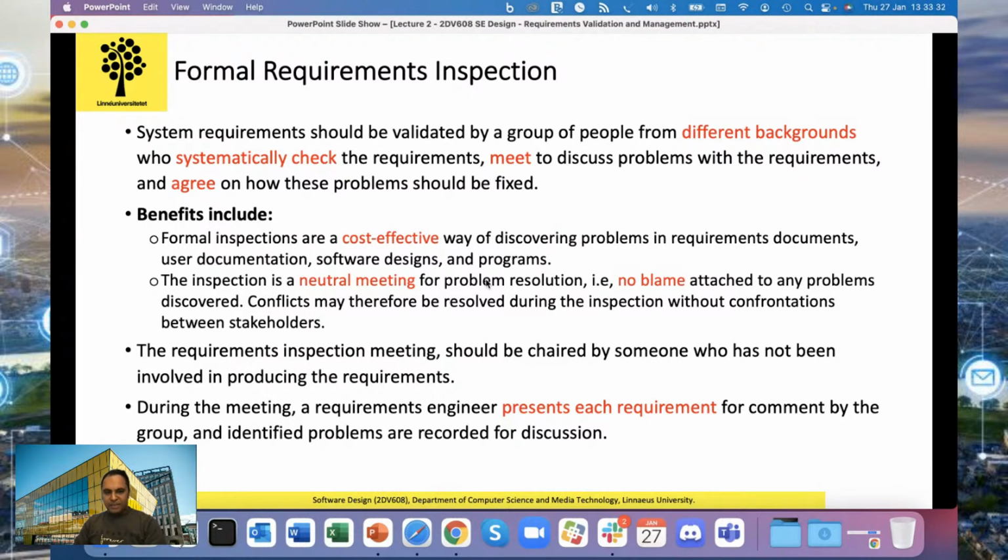And during this inspection meeting, there should be three steps. I think in the previous lecture we discussed that. So the information stage, where each requirement is presented to the audience, then the discussion stage where the problems are discussed in detail, and then the action stage, or the final stage, where necessary actions are defined or the remediations are discussed.